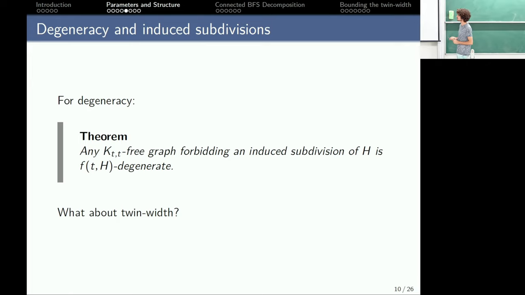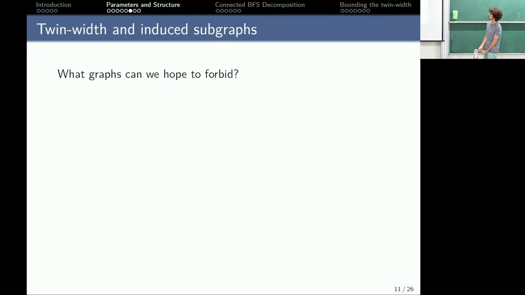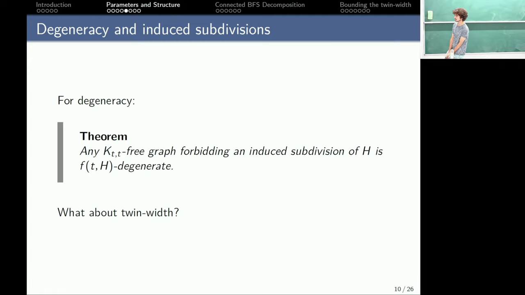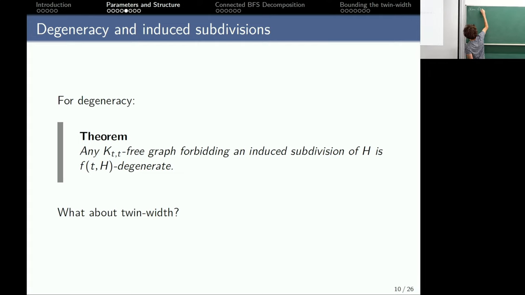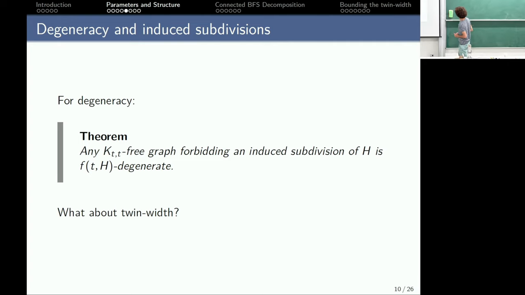So we can ask the question about treewidth. Oh, can you go back? Sorry, this is about induced subdivision. I forgot to cite. My bad. This is a theorem by Kühn and Osthus from 2004, so it's quite old. Sorry, I forgot to put the citation in there.